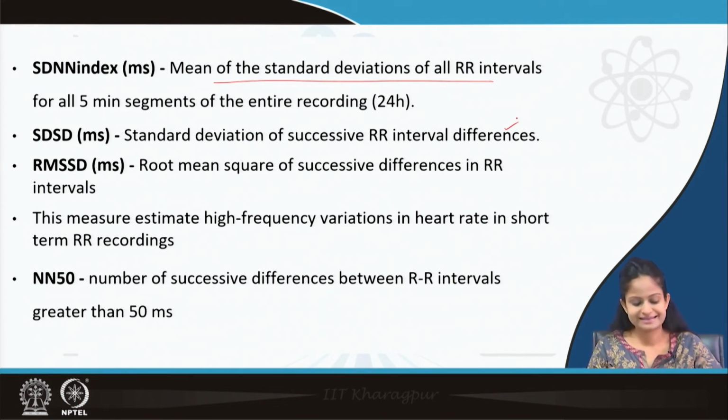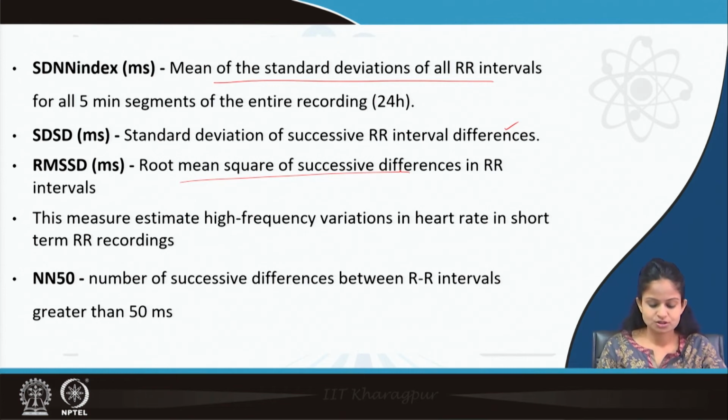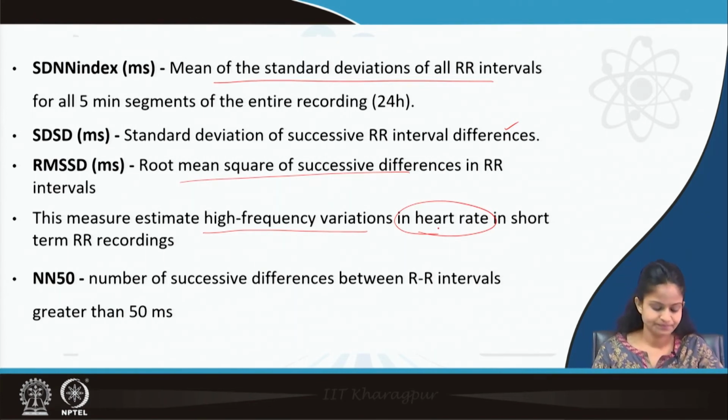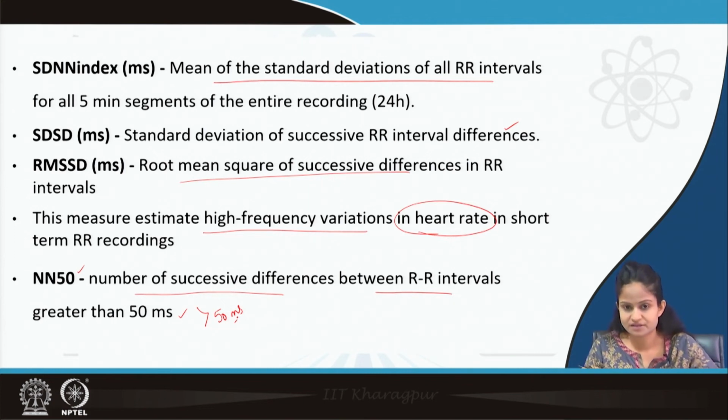Then we have RMSSD, the root mean square of successive differences in RR intervals. RMSSD measures mainly the high frequency variations in heart rate, and obviously in short term HRV. It generally correlates with the vagally mediated activity of the heart. Then we have NN50, the number of successive differences between RR intervals greater than 50 milliseconds. So the number of successive differences between RR intervals which are greater than 50 milliseconds constitutes NN50.